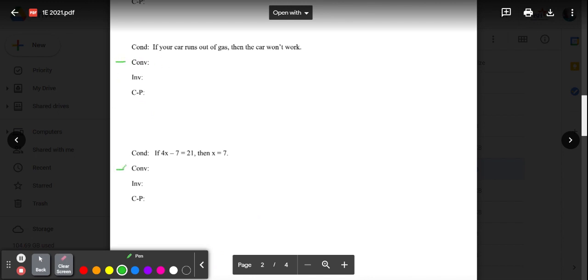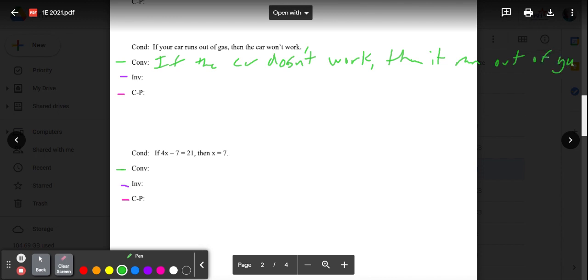And so what we're going to do is write the converses of these two things, and we're going to write the inverses, do those in purple, and then we'll write the contrapositives and do those in pink, okay? All right, so starting here on this one, if your car runs out of gas, then the car won't work, okay? So the converse of that is if the car doesn't work, then it ran out of gas. Okay, that would be the converse of that.